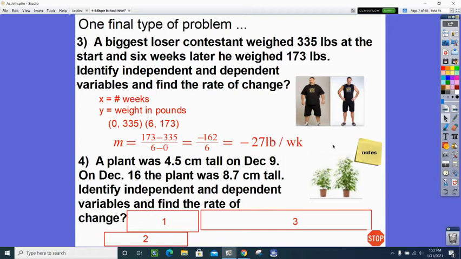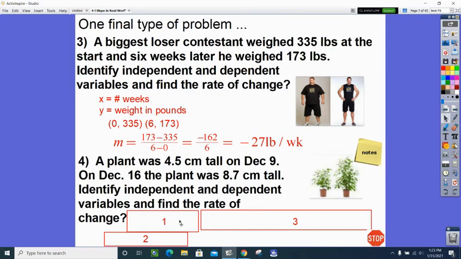Okay, I'm going to let you finish this last one all by yourself. A plant was 4.5 centimeters tall on December 9th, and then on December 16th, the plant was 8.7 centimeters tall. Identify the independent and dependent variables and find the rate of change. Go ahead and get started, and let's see how you do.